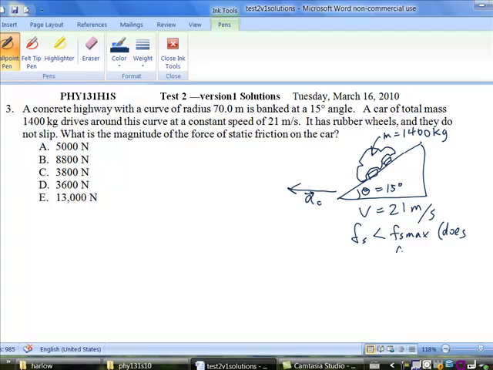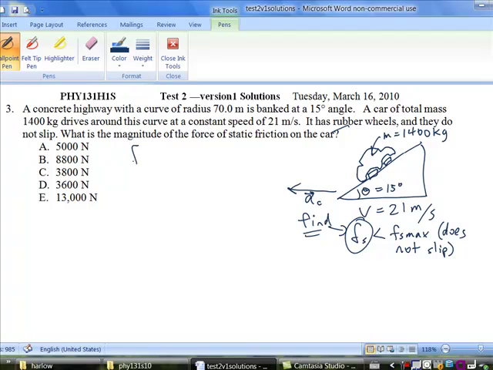Does not slip. So we don't actually know anything about F sub s. It's going to be an unknown. What is the magnitude of F sub s? So this is the find. We don't have an equation for that. We can't use the F sub s max equation because it's not slipping, and it doesn't say that it's about to slip either. So we're going to have to treat it as an unknown.